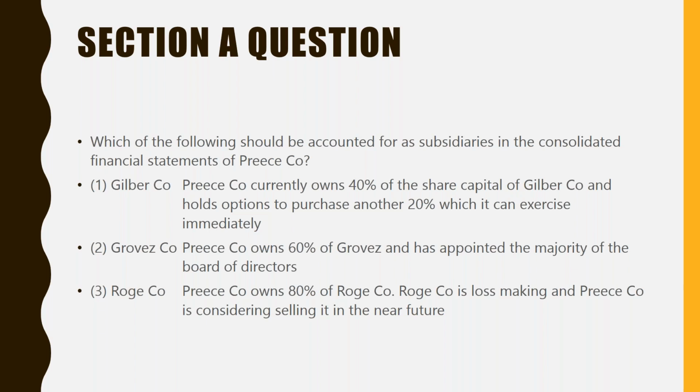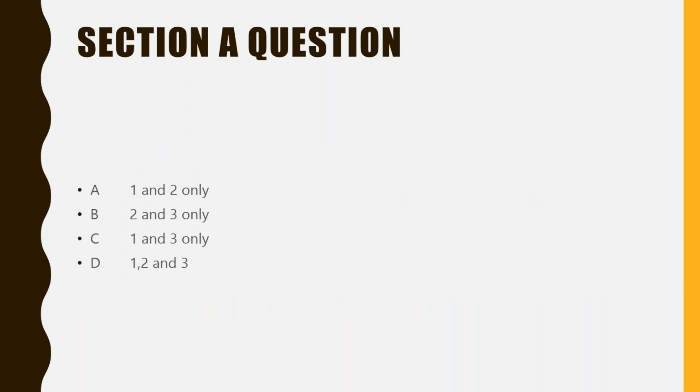Second scenario, Presco company owns 60% of Groves and has appointed the majority of the board of directors. Does that give them control? And then the third one, Presco owns 80% of Arco. Arco is loss-making, and Presco is considering selling it in the near future. Does that make Arco a subsidiary? So he asks you, is the right answer A, 1 and 2? Is it B, 2 and 3? Is it C, 1 and 3 only? Is it D, 1, 2, and 3?